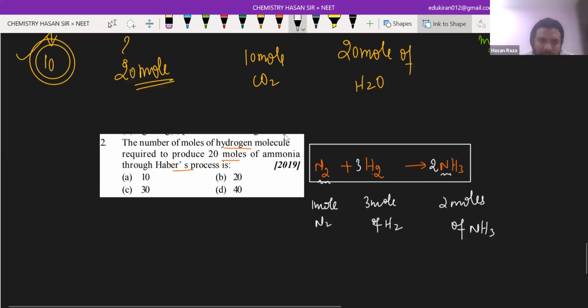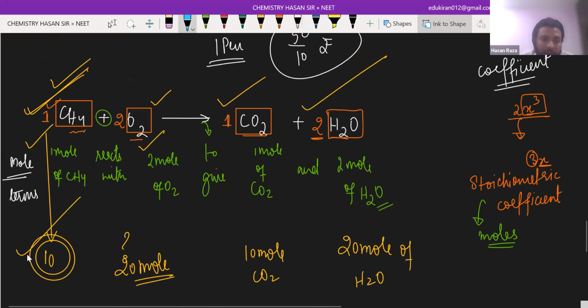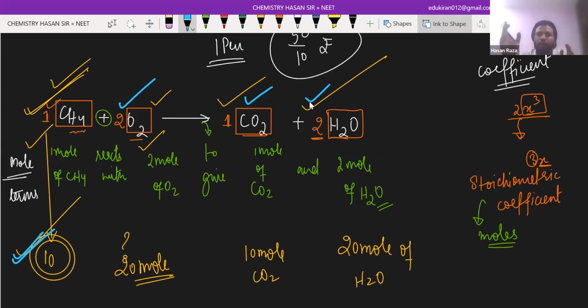One more important thing I want to tell you is that I asked you with respect to only CH4. They can ask you with respect to O2, CO2, and H2O, anything. You know the relation from the balanced chemical equation. 1 mole reacts with 2 mole, giving you 1 mole and 2 mole. You know the relation of how many moles you are getting, how much water.